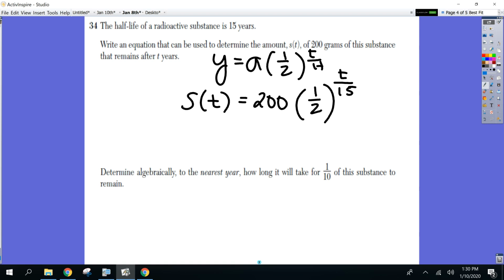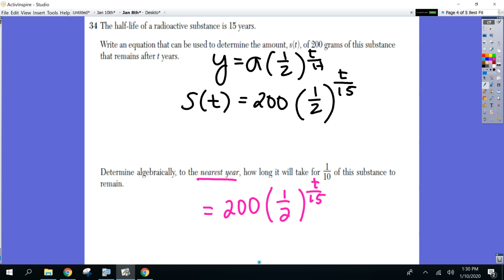Determine, when we see algebraically, what's a no-go. You cannot do guess and check if it says you got to do it algebraically. You cannot guess and check. Okay. To the nearest year. Which variable are we going to solve for then? T. So T's got to stay T. So I got 200 times 1/2 to the T over 15. But I got to plug something in on the left side. I can't have two different variables.